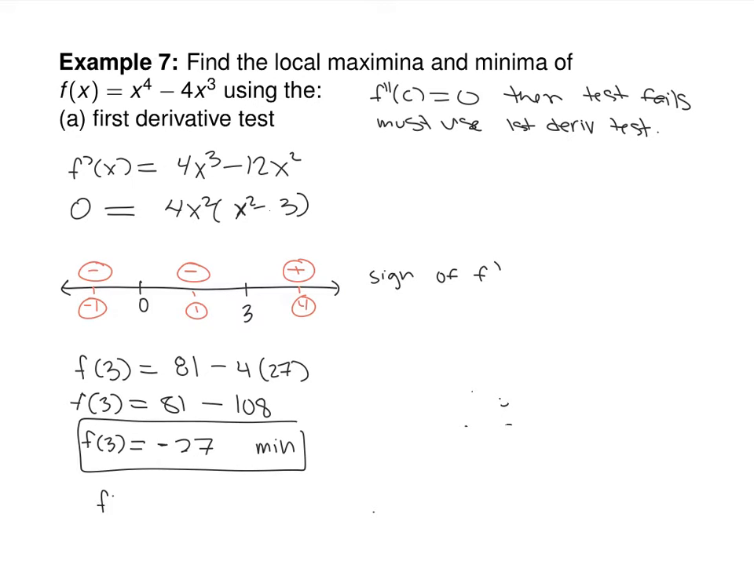And how about f of 0? Is that a max or a min? The first derivative goes from negative to negative. So the function goes down, then goes down again. So is that a max or a min? No. That's a neither.